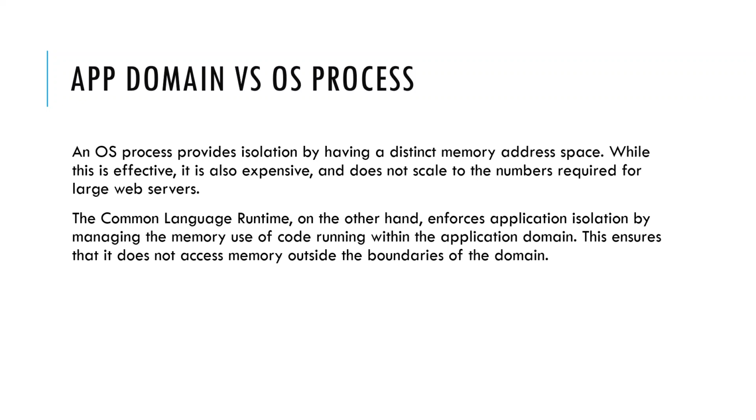So what is the difference between an app domain and an operating system process? An operating system process provides isolation by having a distinct memory address space. While this is effective, it is also expensive and does not scale to the number of processes required for large web servers. In the case of the common language runtime, it enforces application isolation by managing the memory use of code running within the application domain. This ensures it does not access memory outside the boundaries of the application domain.